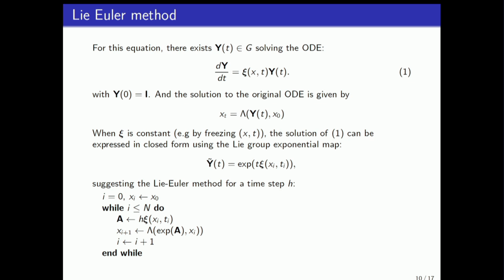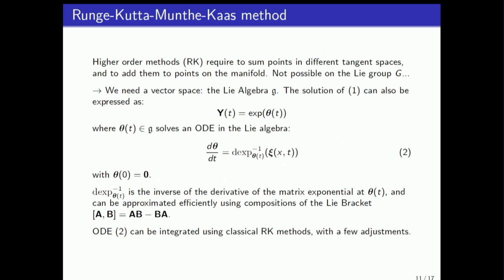So you already have an Euler method. That's very simple. For Runge-Kutta methods, it's a bit more involved because you need to be able to play with vector fields and add them to points on the manifold. That's not something that you can do in the Lie group, so you have to use a vector space. In that case, that vector space will be the Lie algebra.